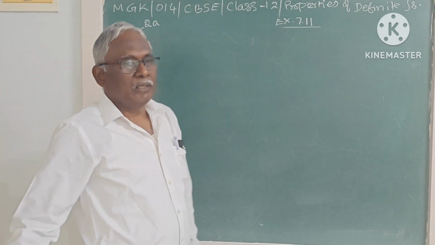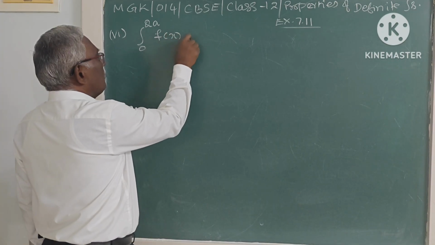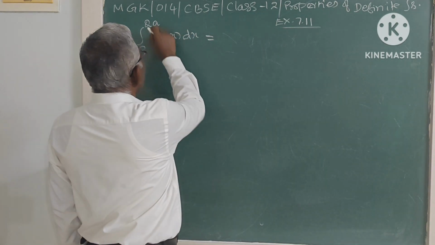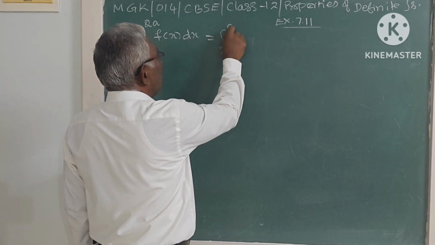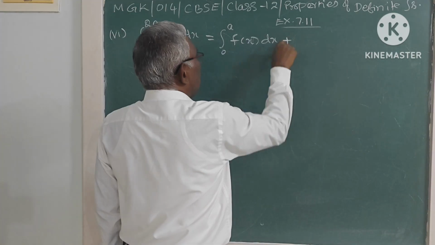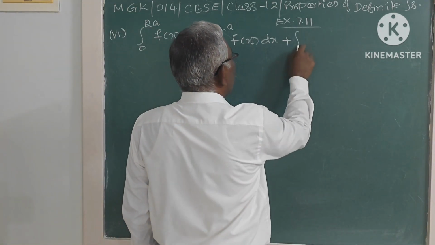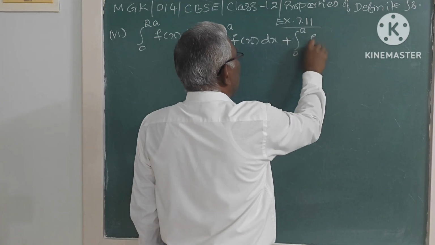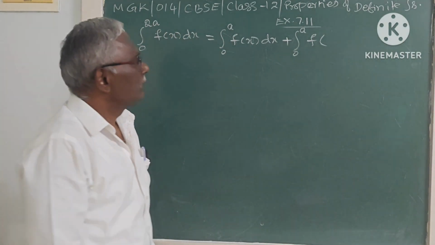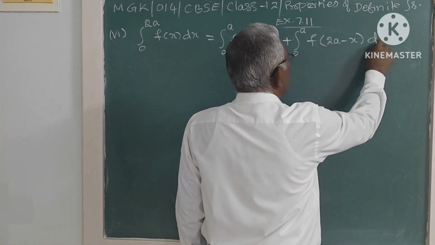Next property is integral 0 to 2a f of x dx. This is equal to integral 0 to a f of x dx plus again integral 0 to a f of 2a minus x dx.